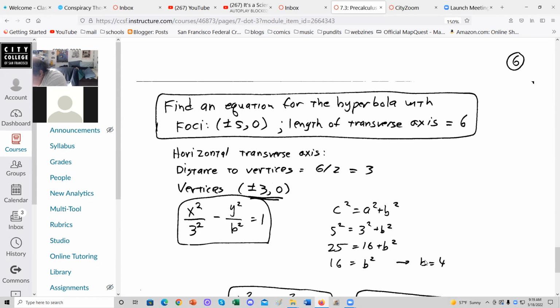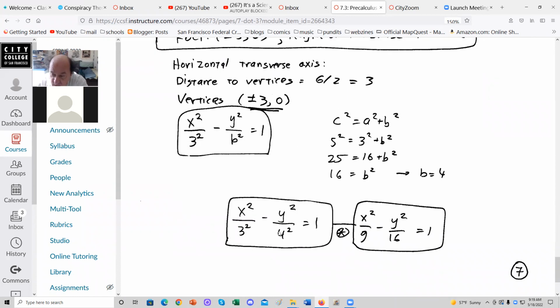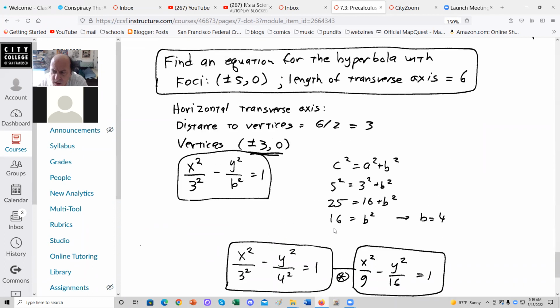This is page 7. b equals 3. Okay, that was a blunder. So it should be a 3 here. Hold on, is that right? Oh, for goodness sakes. No. This should be a 9. And this will be a 16, and this will be a 4.